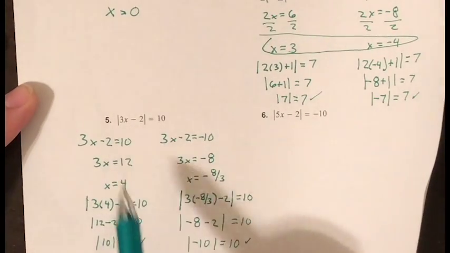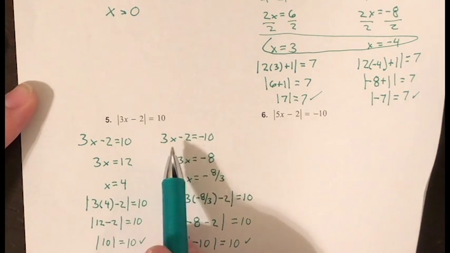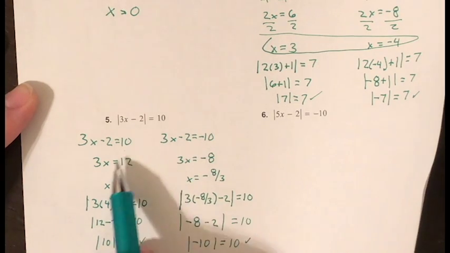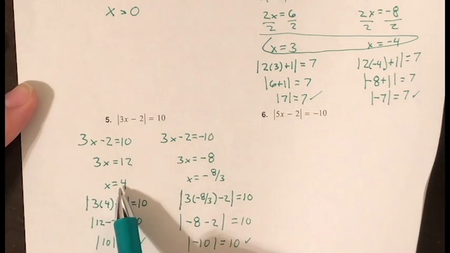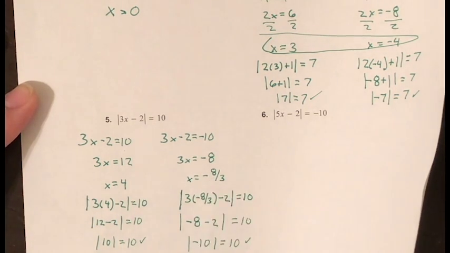Break it up into 2 equations. 3x minus 2 equals 10, and the other equation would have been 3x minus 2 equals negative 10. So when we go to solve this out, you would have gotten x equals 4, and the other one would have been x is equal to negative 8 over 3, or negative 8/3.